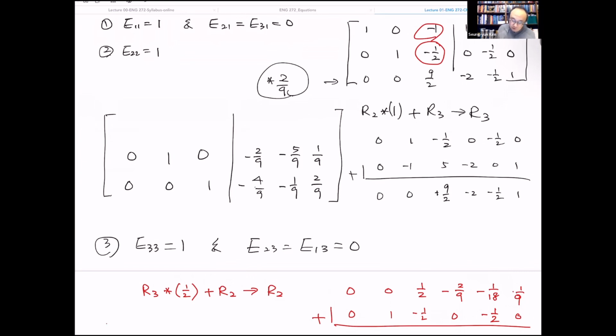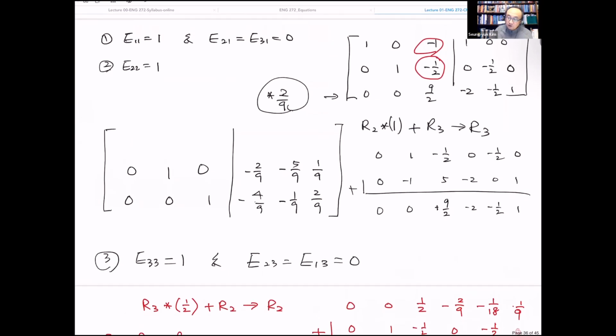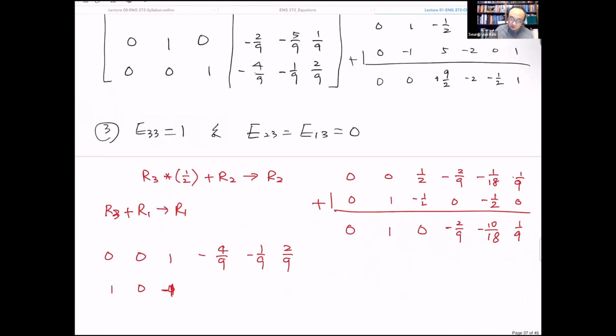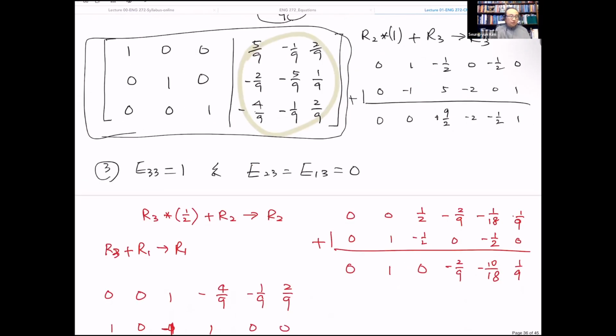So we're going to do R3 plus R1, put it back to R1. R3 is 0, 0, 1, -4 over 9, -1 over 9, 2 over 9. R1 is 1, 0, -1, 1, 0, 0. So we get 1, 0, 0. Then 9 over 9, so 5 over 9, -1 over 9, 2 over 9. Now we're done. This is the inverse matrix of this A using row operations.